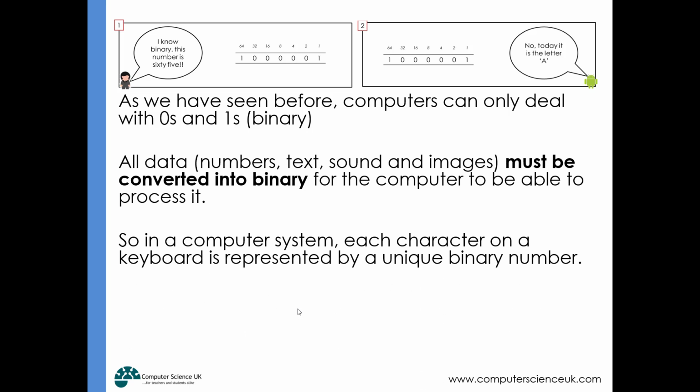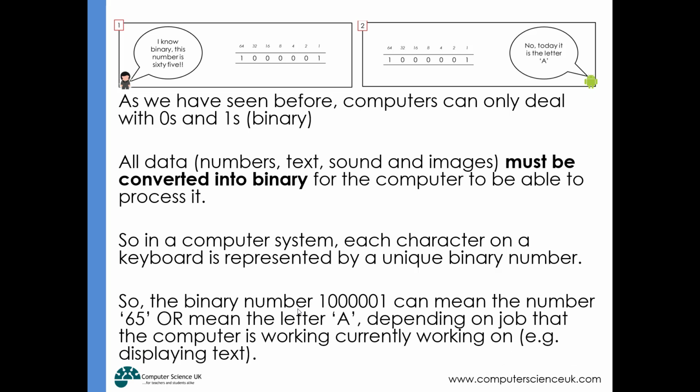So in a computer system, each character on a keyboard, whether it's a letter or a symbol, or even the space bar, because a space is a character, has its own unique binary number. So the binary number 10000001 can indeed mean the number 65 in decimal, or it could mean the letter A, depending on the job that the computer is doing at that time.